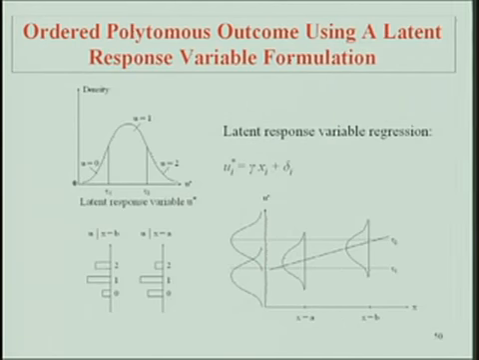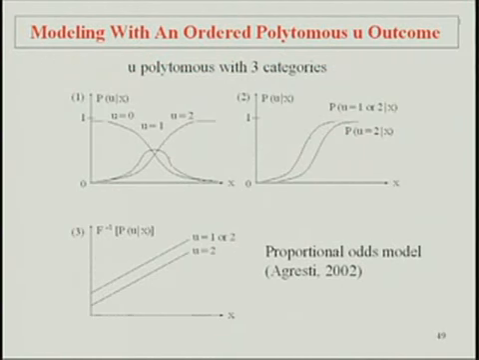So we have an ordered polytomous U. Later on, we're going to talk about unordered polytomous U. So this is an ordinal variable case. So now we have U equals 0, 1, and 2. And again, they're just labels. So low, medium, high would be a good example, or wrong answer, partially right answer, and totally correct answer.